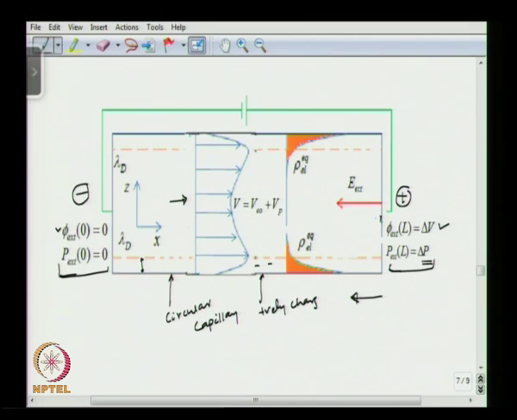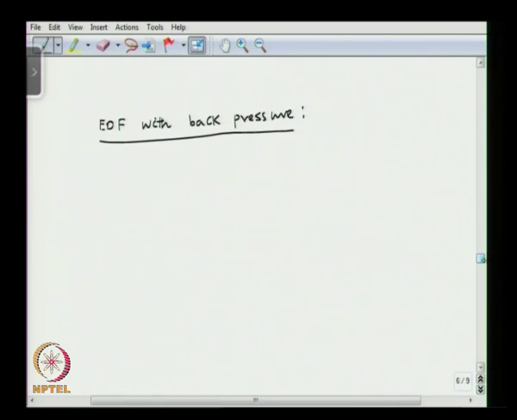What we are going to predict is that, when we work with the Navier-Stokes equation, we will end up with a linear equation where we can find the electroosmotic velocity and the velocity due to the adverse pressure gradient independently. So we can find the net velocity by adding these two together in a vector sense. So here we are talking about the case where an external pressure gradient is present.